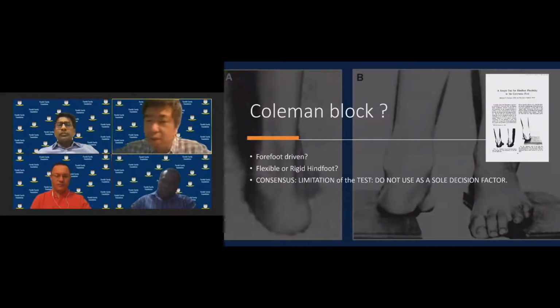Now, the Coleman block test, is it really overstated? Only by the Coleman block test can you make a final decision? I think the answer is negative, but it gives you good information on whether the patient has a forefoot-driven hindfoot varus. But in that kind of 3D, complicated deformity, if you only correct the forefoot, I don't think it's feasible for those types of patients.